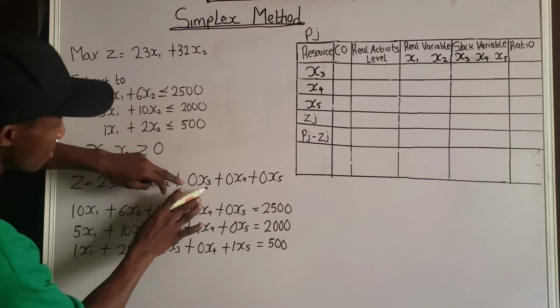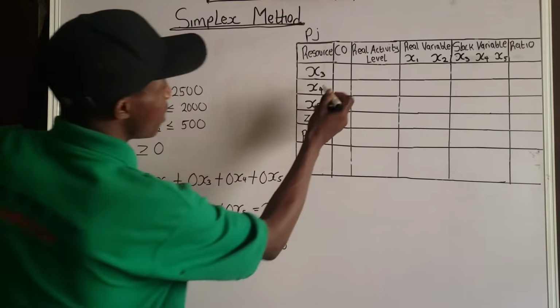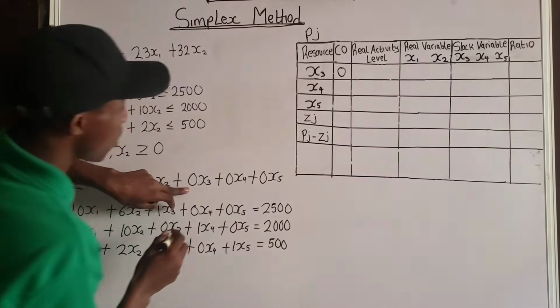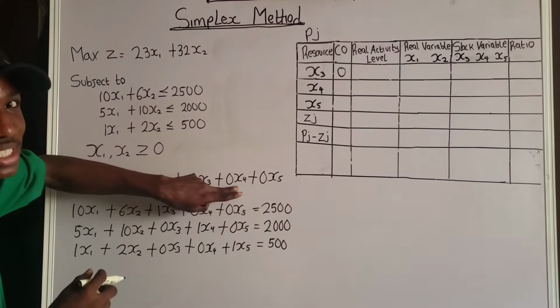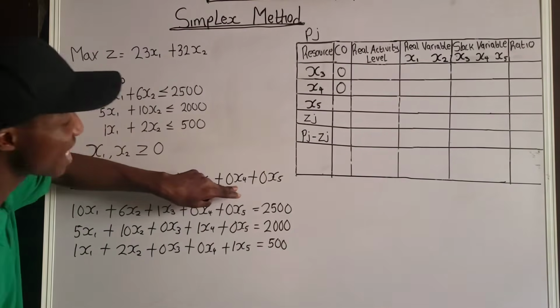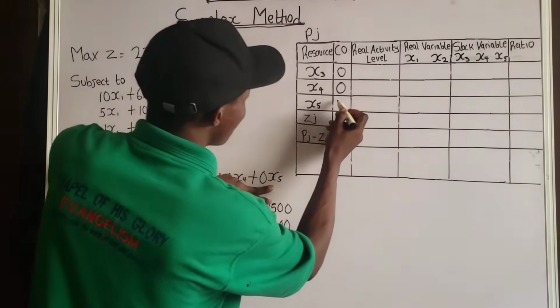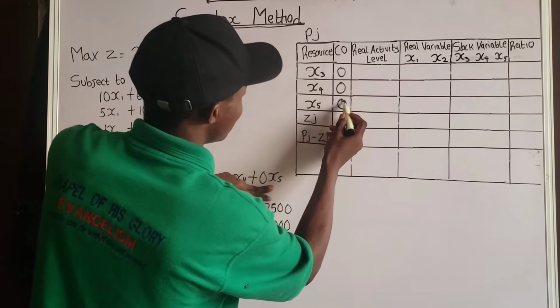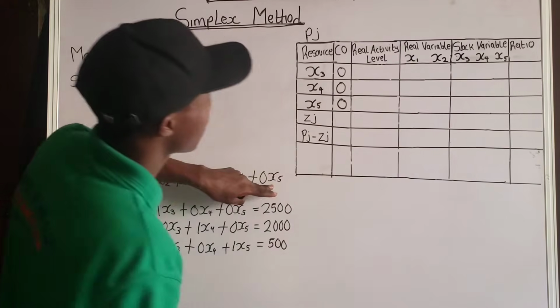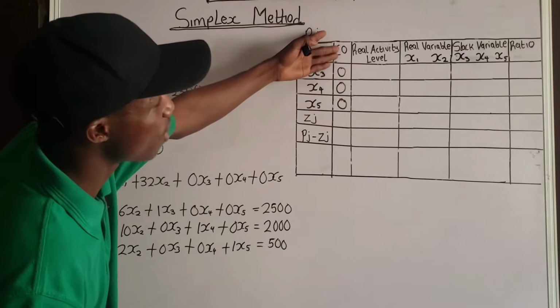If you trace it, the coefficient of x3 in the objective function is 0, so I'm going to have 0 in this place. The coefficient of x4 in the objective function is 0, so I'm going to have 0 in this place. The coefficient of x5 in the objective function is also 0, so I'm going to have 0 in these cells. So we have gotten the values of the coefficients of the objective function.